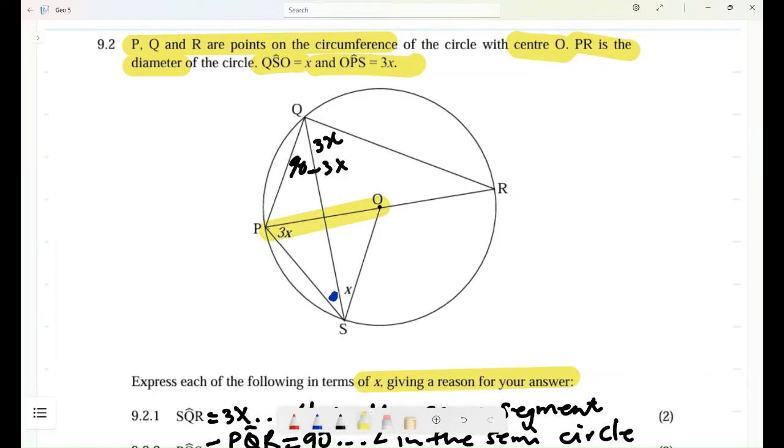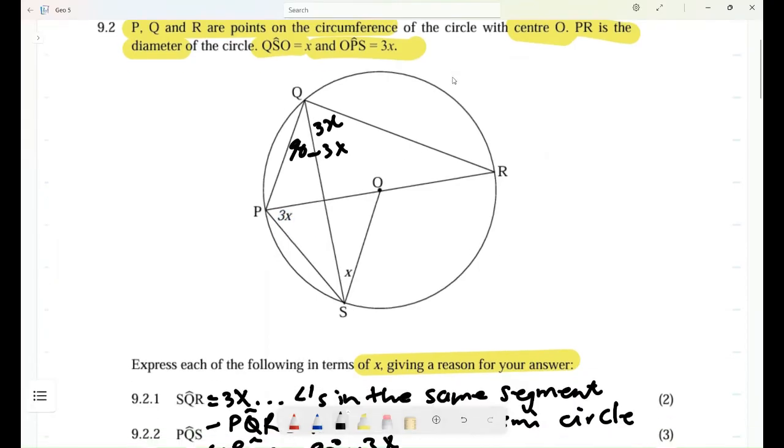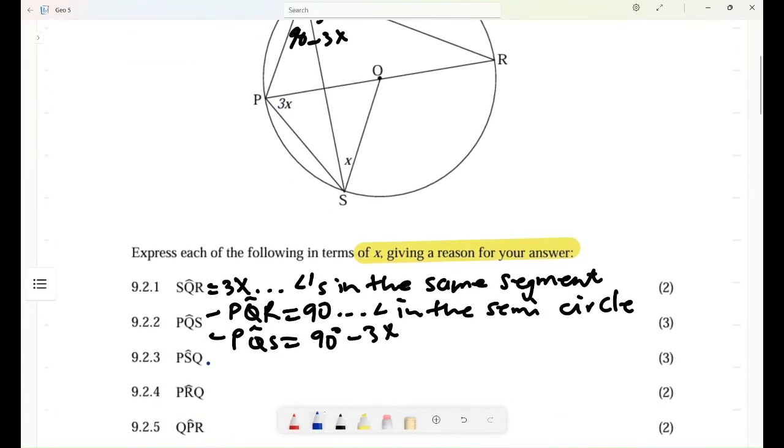OP is a radius. OS is a radius. And remember, if we have radii, they are equal in length. Now, if those two radii are equal in length, the angles that they subtend should be equal. So the first thing that I'm going to say is OP is equal to OS. Why? Equal radii.